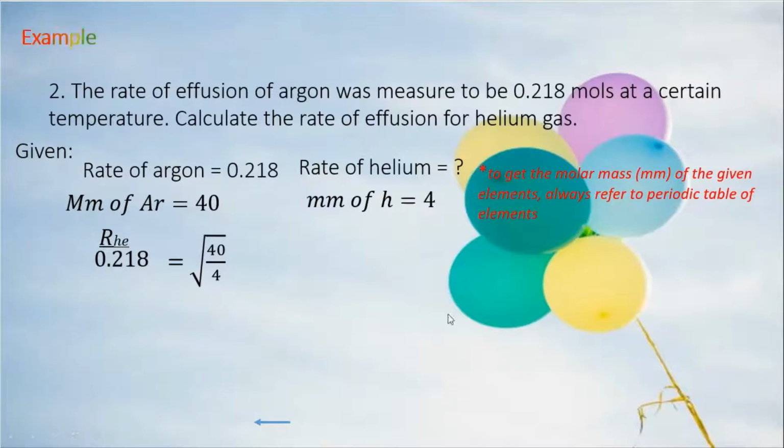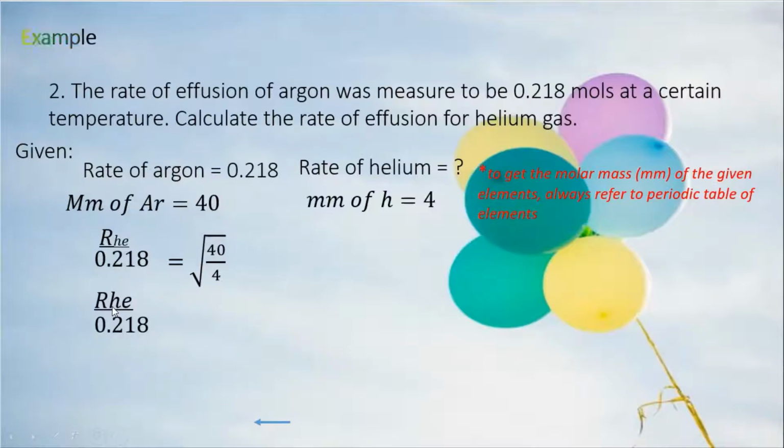Why did I put the rate of helium on top? Because always remember to put the rate of the lighter gas on top. The molar mass here, class, indicates that argon is the heavy gas compared to helium, because as the molar mass of a gas increases, the rate of the gas decreases.